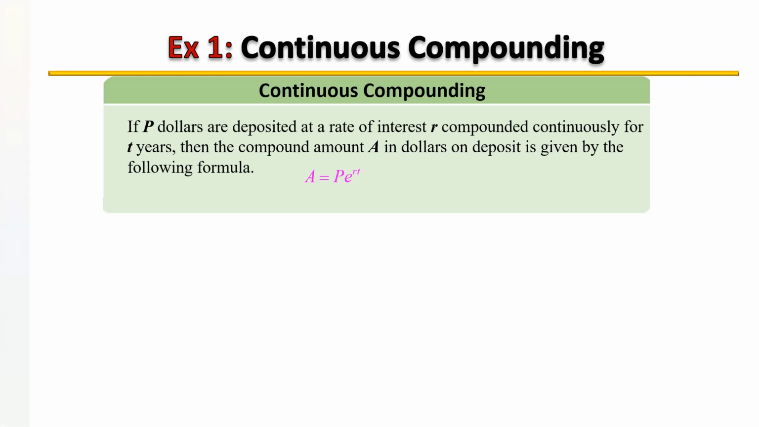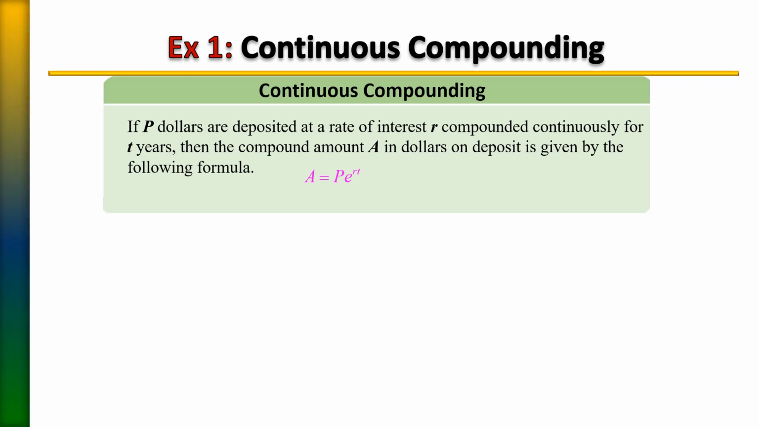Continuous compounding. If P dollars are deposited at a rate of interest R, compounded continuously for T years, then the compound amount A in dollars on deposit is often given by the formula A equals P times e to the RT, often known as PERT.